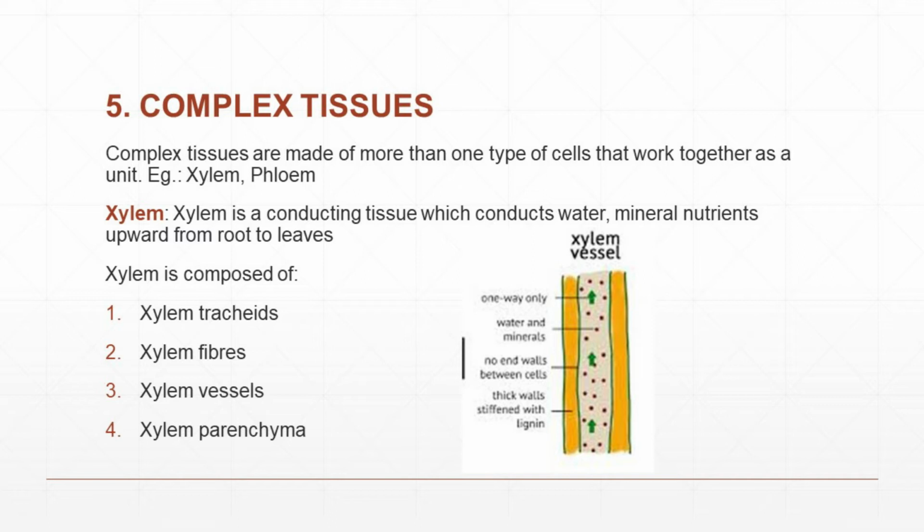The next one is xylem vessels. They are long, cylindrical, tube-like structures with lignified walls and a wide central lumen. Next one is xylem parenchyma. These are living and thin-walled cells. The main function of xylem parenchyma is to store starch and fatty substances.